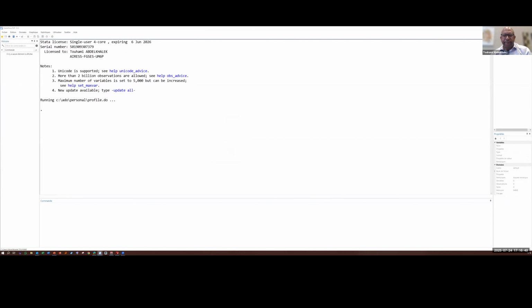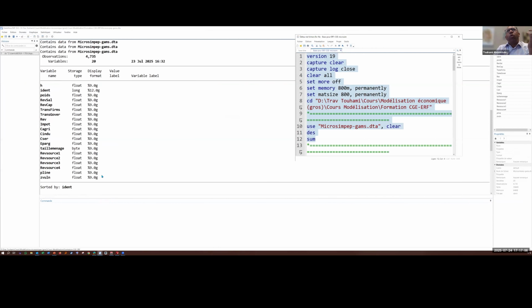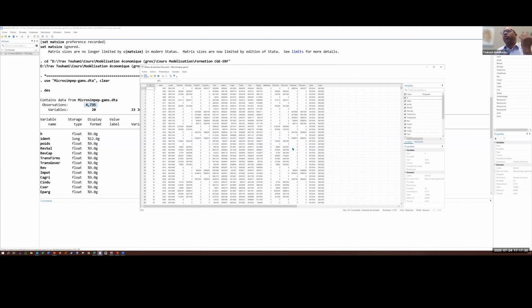So I hope you know what data is. Here we have a survey, and we have data here. We have 4,700 households. This is the data we have, and we can see all the data here. This is the data for each household.